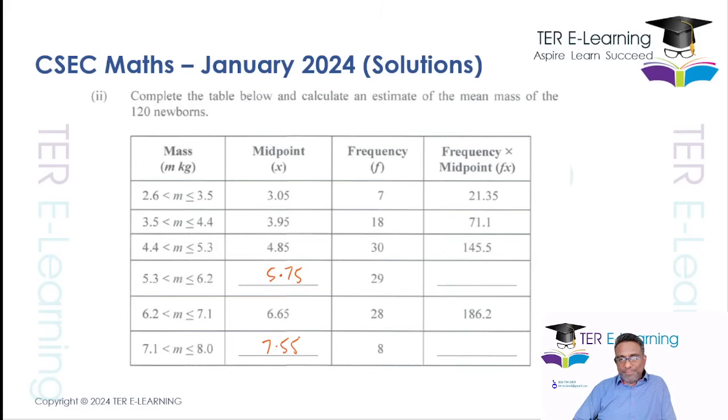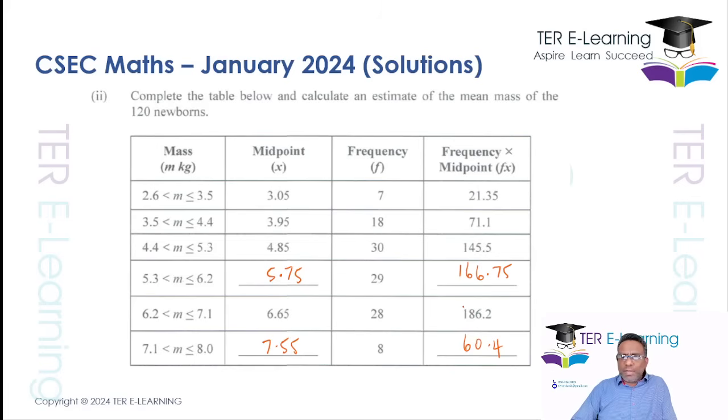Then we have to do some multiplication. You're taking the midpoint and multiplying by the frequency. So that's 5.75 multiplied by 29, and for this one it's going to be 166.75. And then 7.55 multiplied by 8. This is going to give me 60.4.